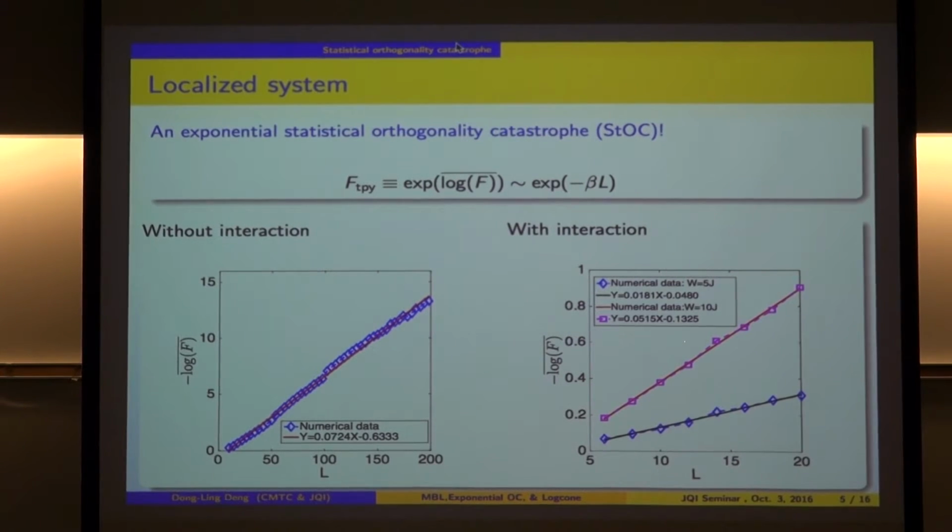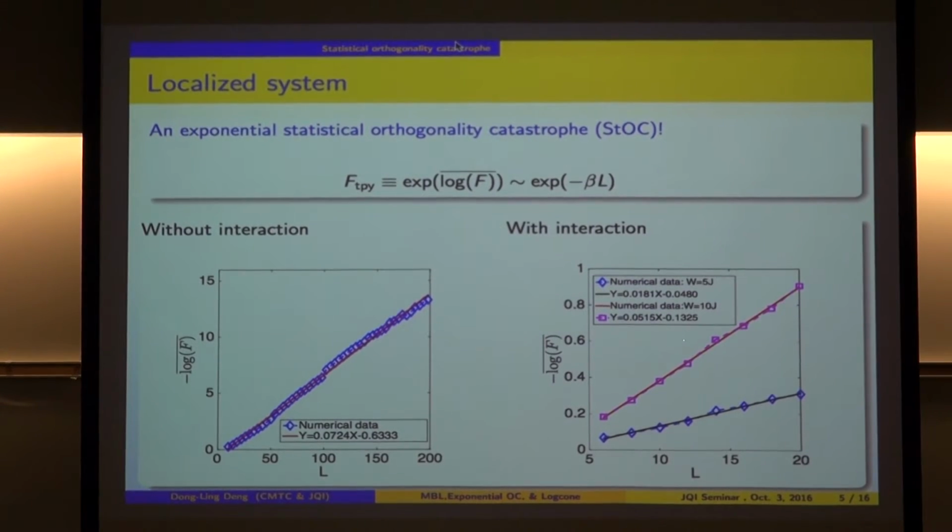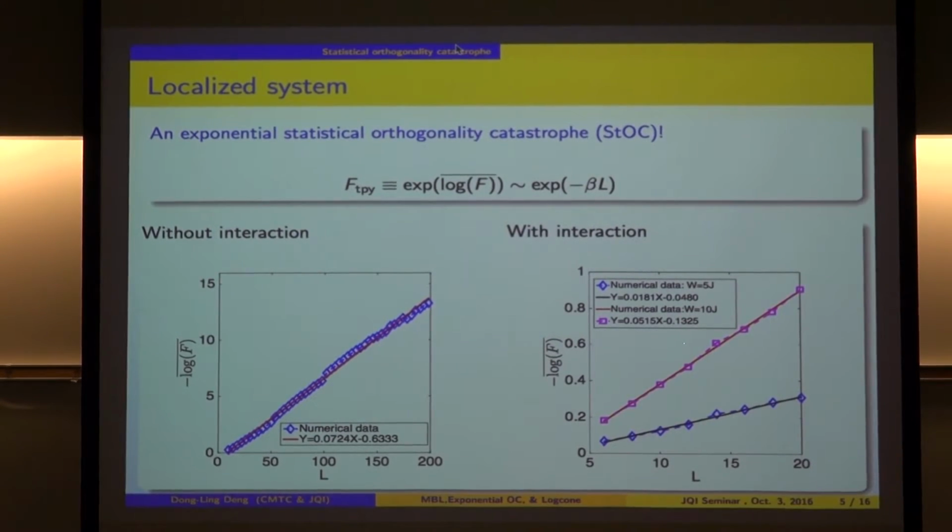Here, beta is some positive number, and L is the system size. You can see that in the thermodynamic limit, as L goes to infinity, this typical wave function overlap will also go to 0. That means the typical wave function is orthogonal to the original wave function.